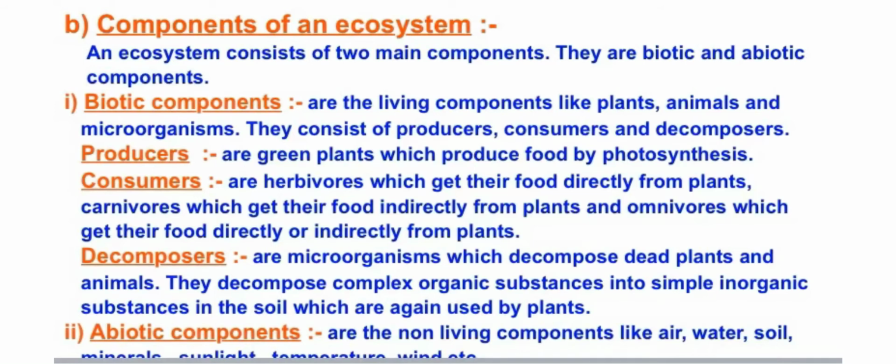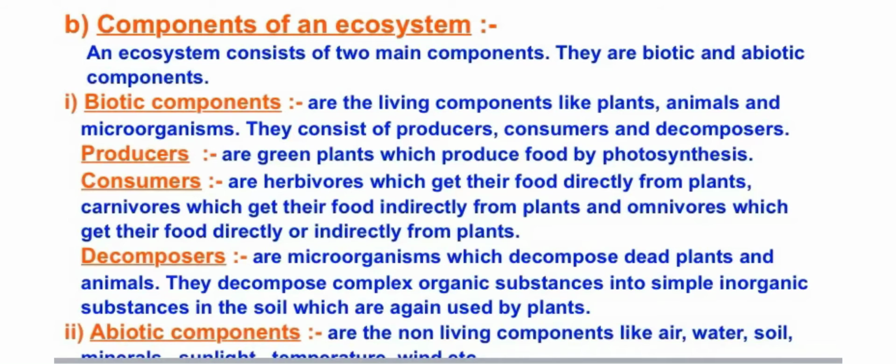So producers, what are producers? They are the green plants which produce food by themselves by the process of photosynthesis in the presence of sunlight. Next is consumers. Consumers are herbivores, which get their food directly from the plants, carnivores, which get their food indirectly from the plants, and omnivores, which get their food directly or indirectly from the plants.